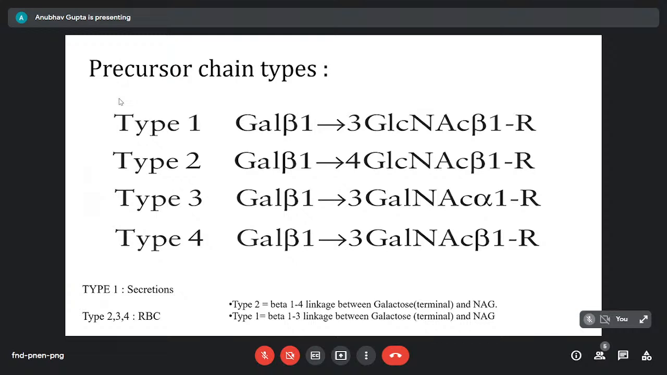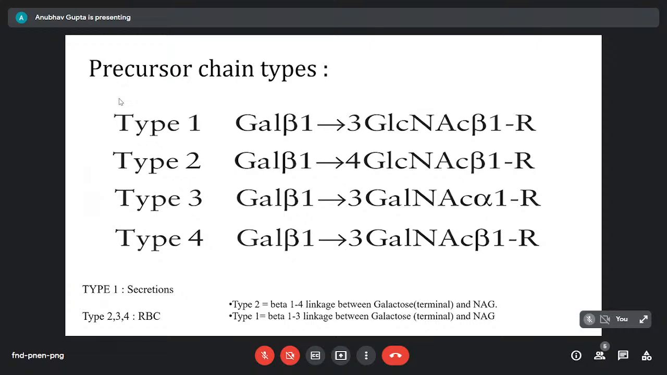So only the linkage is different between type 1 and type 2. This simple linkage difference, only from the beta 1-3 linkage to the beta 1-4 linkage, makes a lot of difference. Why? Because the type 1 linkage is present in the secretions and type 2 linkage is present on the RBCs. Type 1 is absent on the RBCs. So just by changing the carbon atom position from 3 to 4, the whole scenario changes. For type 1, remember, it is present in the secretions, and type 2 is present on the RBCs.